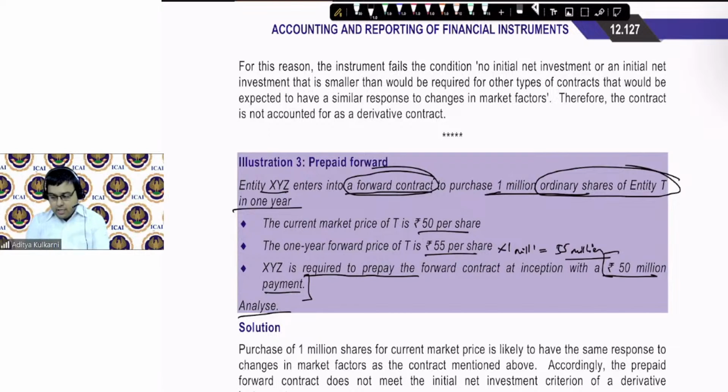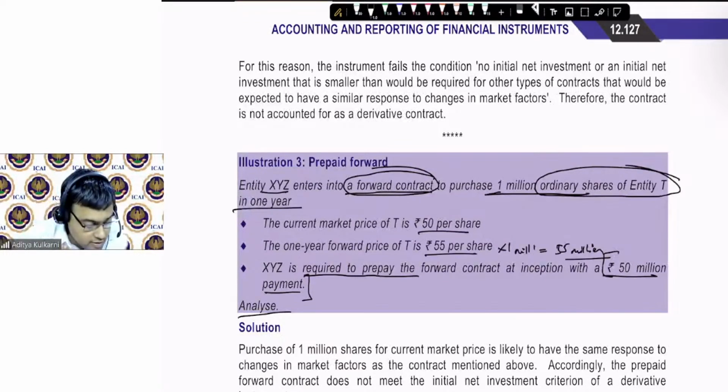Then what is the meaning of entering into a forward contract? Settlement happens in the future means payment also should happen in the future. Now payment is not happening in the future. Payment is happening right now, for a substantial amount out of 55 million. That means more than 90% is paid now. So is the third condition of insignificant payment or nil payment satisfied?